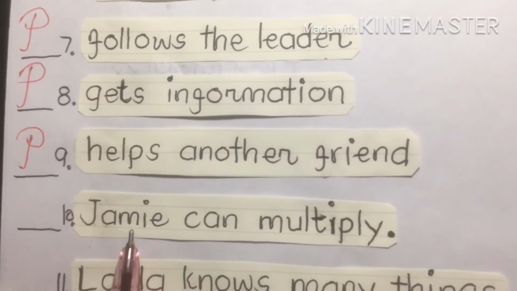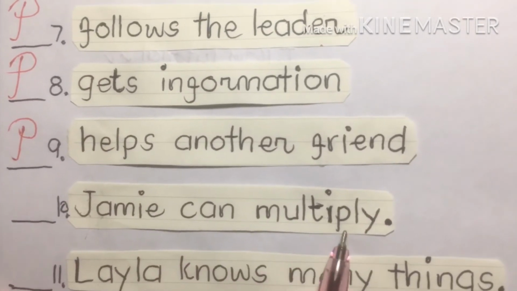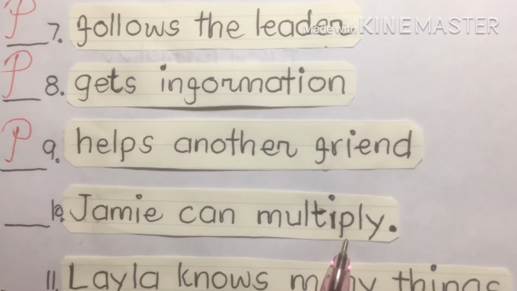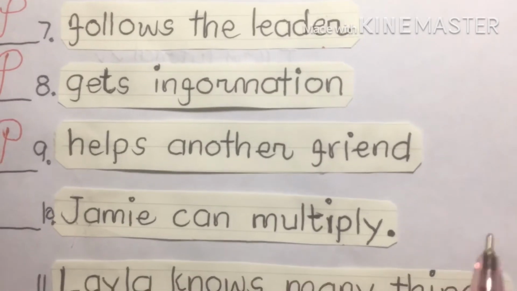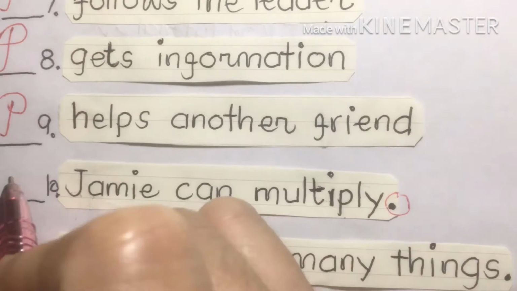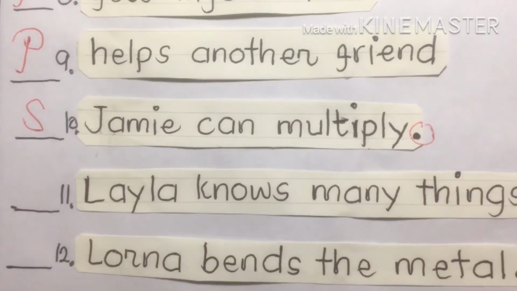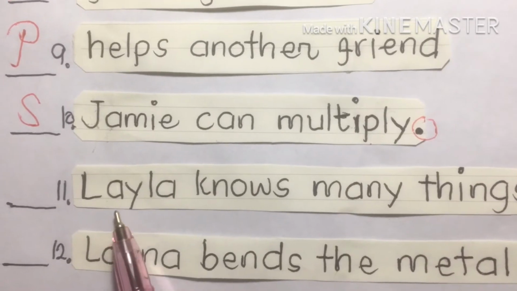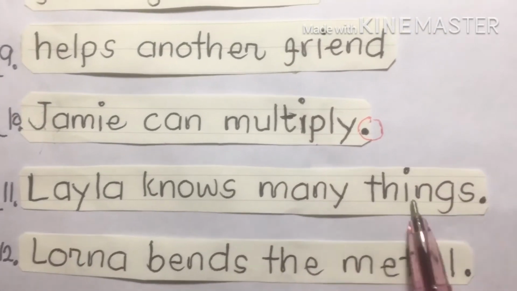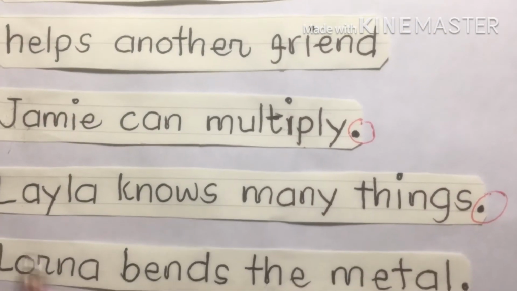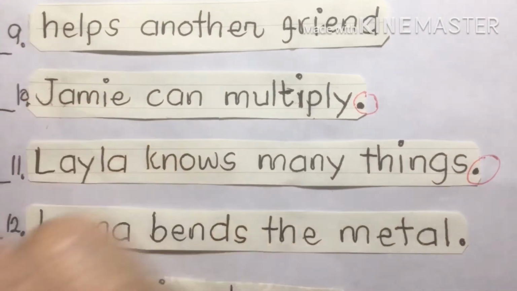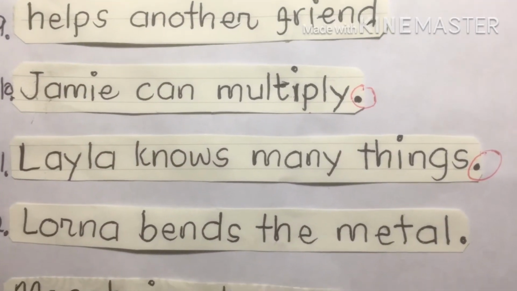10. Jamie can multiply. Okay, so Jamie can multiply. Who can multiply? It's Jamie. It's actually a sentence. Take note, my dear viewers. Check the sentence and read it thoroughly. 11. Lila knows many things, with a period. That is actually a sentence.